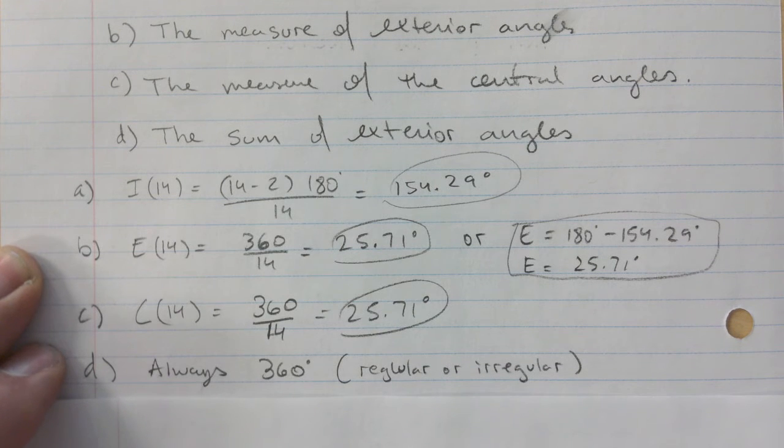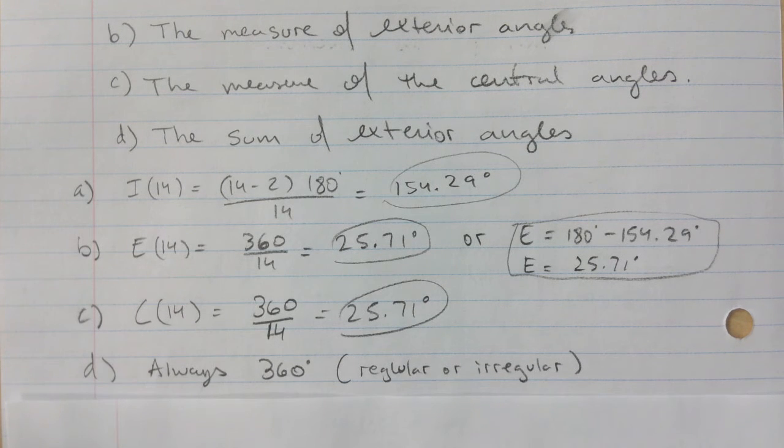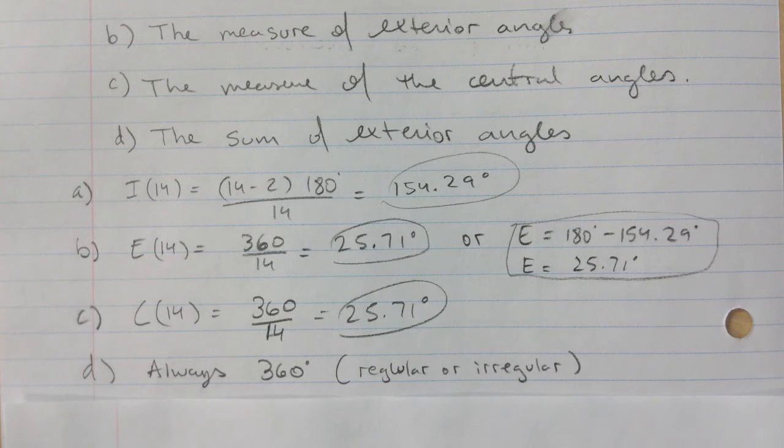And the sum of exterior angles, always 360 degrees. Doesn't matter if it's regular or irregular. You can count on it.